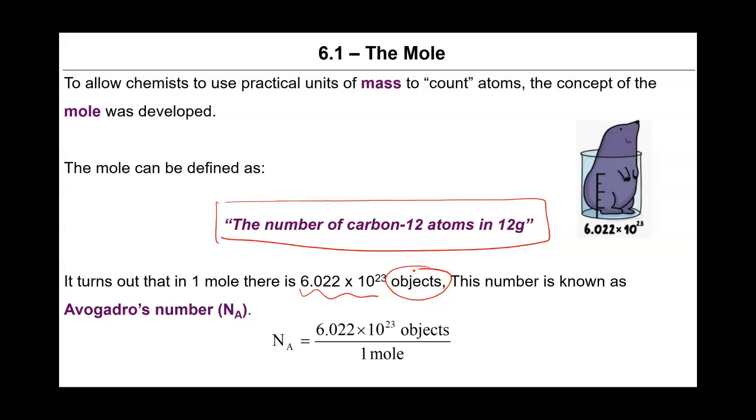Normally in chemistry it's an atom, molecule, or ion. This number is called Avogadro's number. We normally indicate it as an uppercase N with a subscript uppercase A. So Avogadro's number tells us that there are 6.022 by 10 to the 23 objects in 1 mole of that object, similar to how there are 12 of an object in 1 dozen of that object.